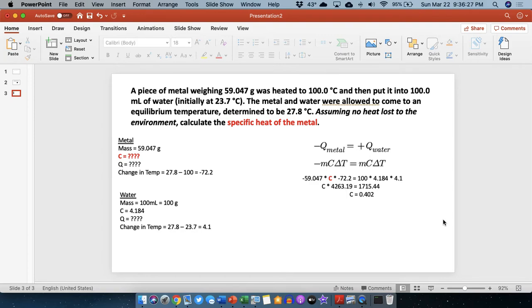All right? Just understand that the Q that was lost by one thing, the metal, is equal to the Q that's gained by the other thing, gained by the water. That's the beginning and end of it there.